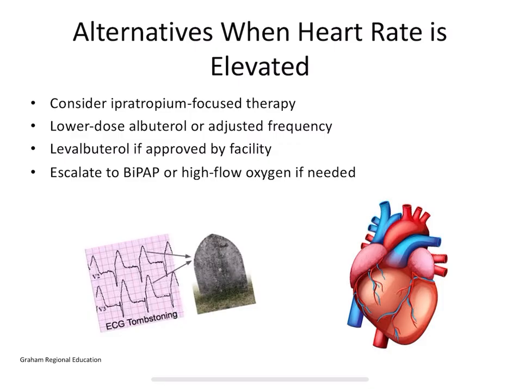Alternatives when heart rate becomes elevated may include ipratropium-focused therapy, reduced dose albuterol, and levalbuterol if approved by facility policy. Maybe even some corticosteroids or BiPAP, or maybe try some high-flow oxygen depending on the patient's condition. Nebulizers may worsen myocardial oxygen demand in patients with STEMIs, severe tachycardia, arrhythmias, and active ischemia.